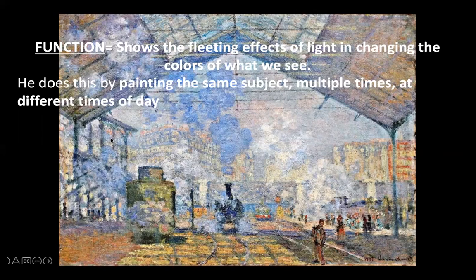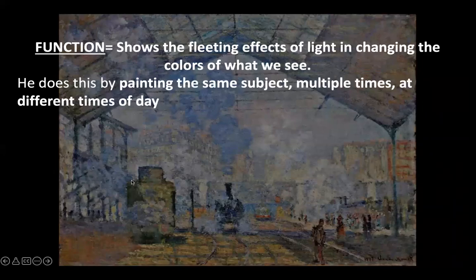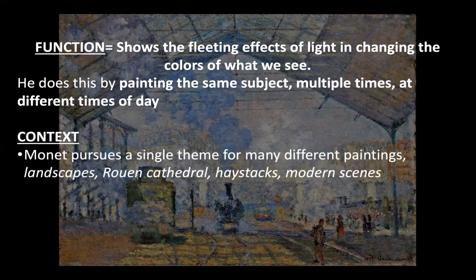All right, so the function, this is what he's doing in all of his work. He is really interested in showing the fleeting effects of light and the changing of the colors and what we see. So he's doing this by painting the same subject matter over and over again, but at different times of the day. We can see this in his haystacks. You can see this in paintings of a cathedral and in the train station.